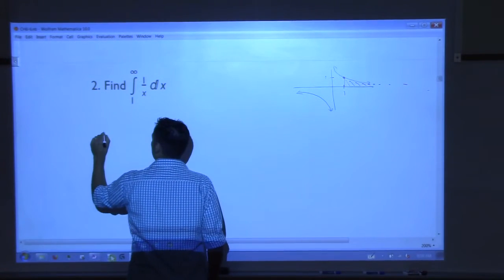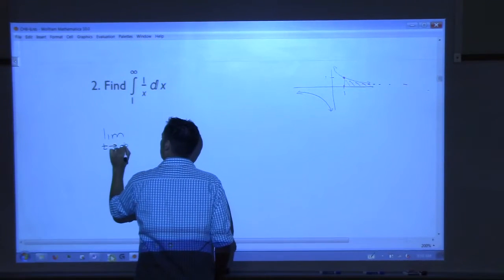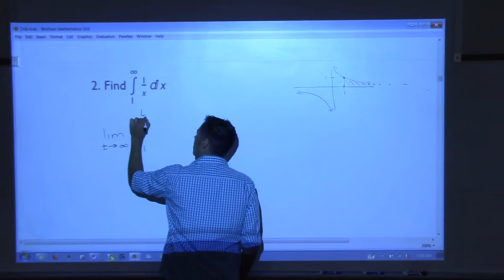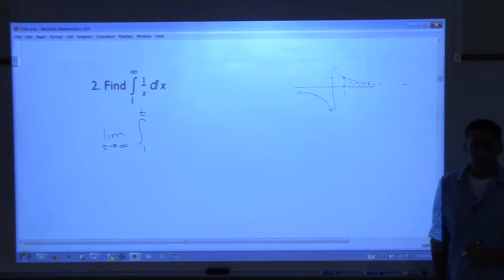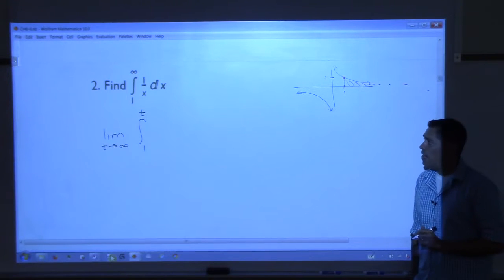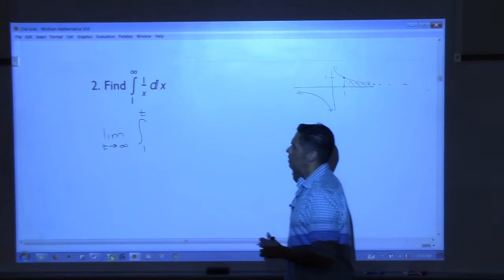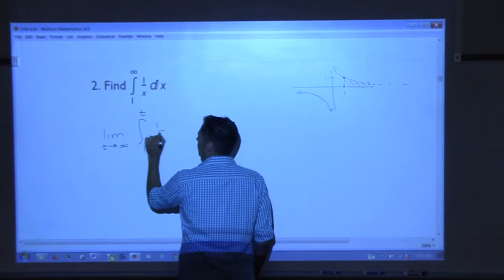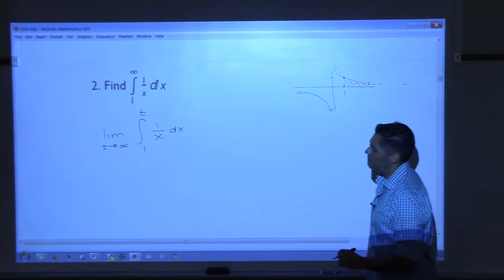So first start this out, limit t goes to infinity. I leave the 1, I replace the infinity with t. Does it being odd have any influence? In this case, it's not the fact that it's odd, because this is an odd function, but that's not why it's going to do what it does. It's because of what its antiderivative turns out to be. So we have this, right?